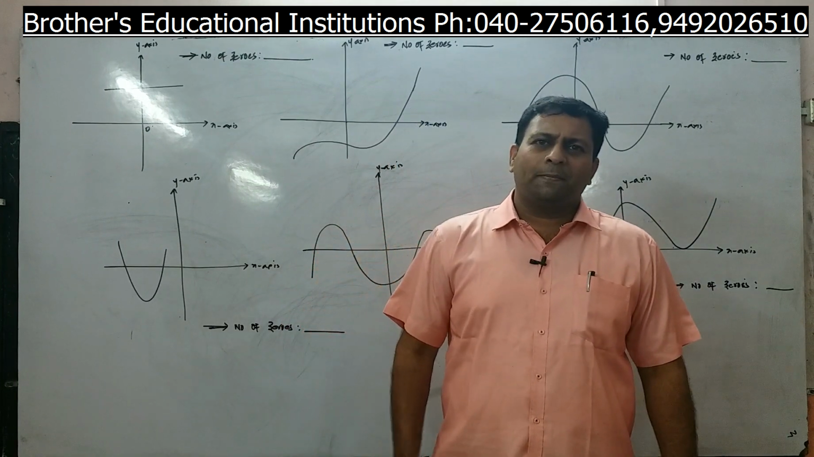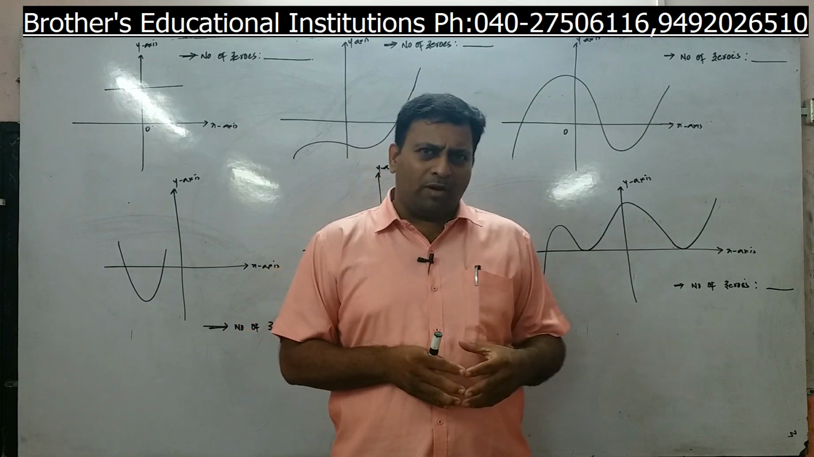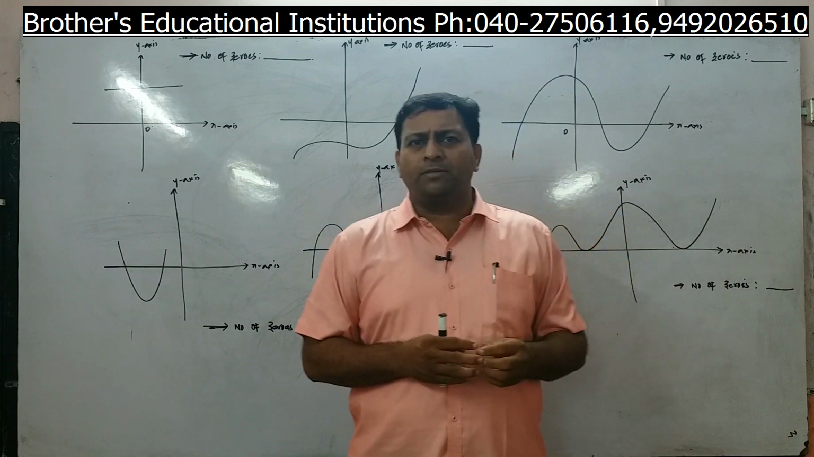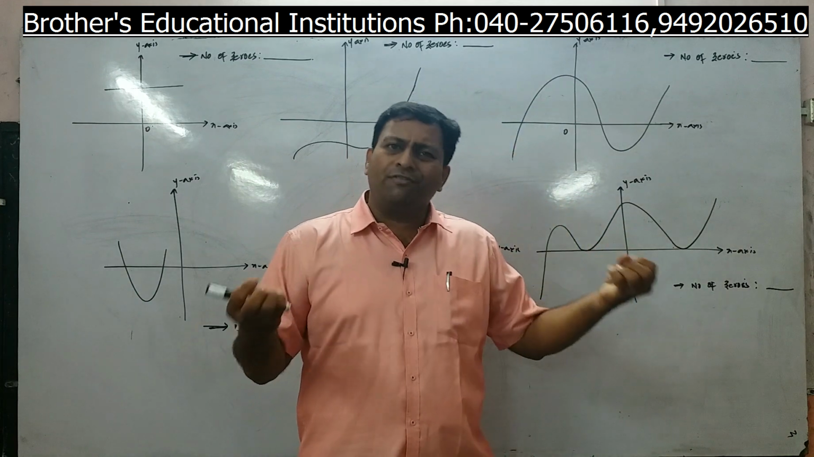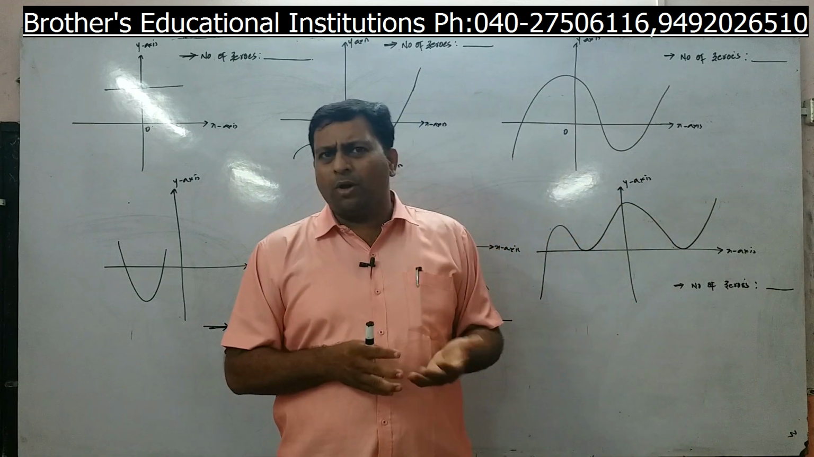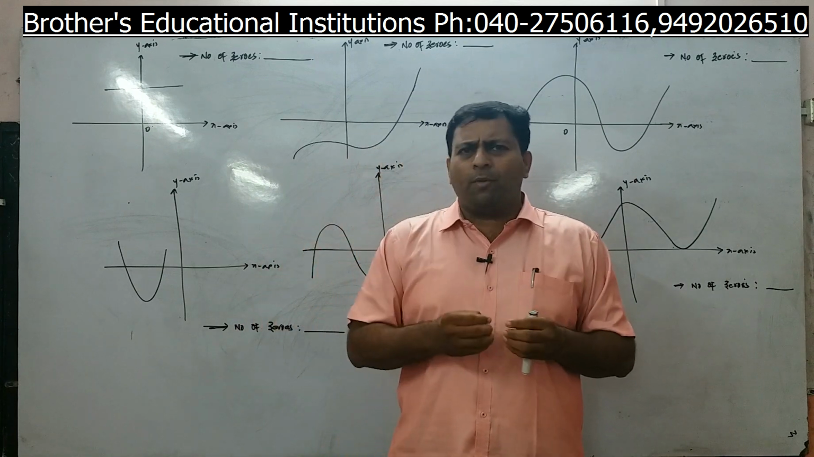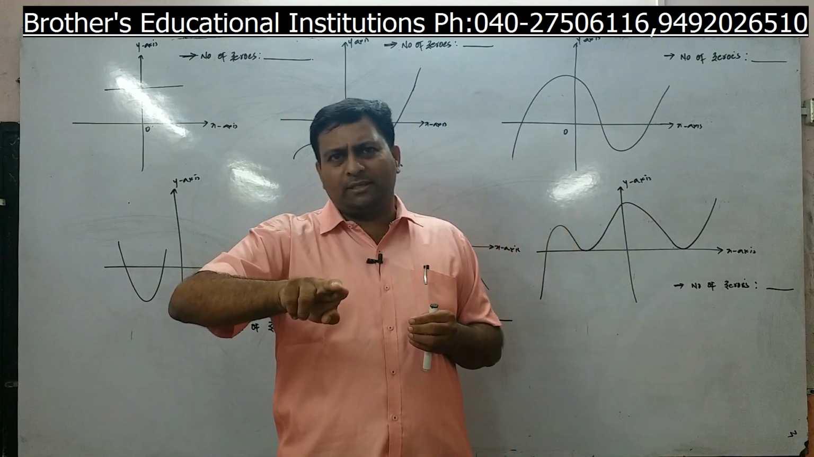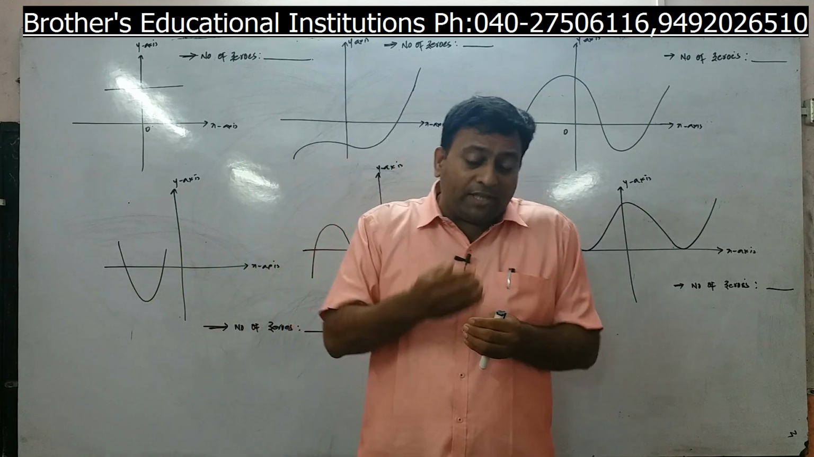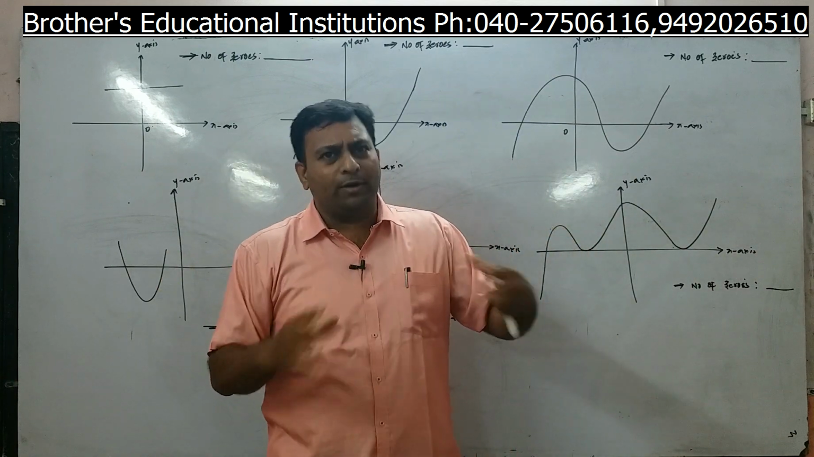Hi students, in the last class I explained the concept of polynomials, the introduction of polynomials, and various classifications of polynomials based on the degree and based on the number of terms. Also we discussed in the last class what a zero of a polynomial is. Let me repeat the definition for you. The zero of a polynomial is the value of x for which the polynomial becomes zero. The value of x for which the polynomial becomes zero is called the zero of a polynomial.